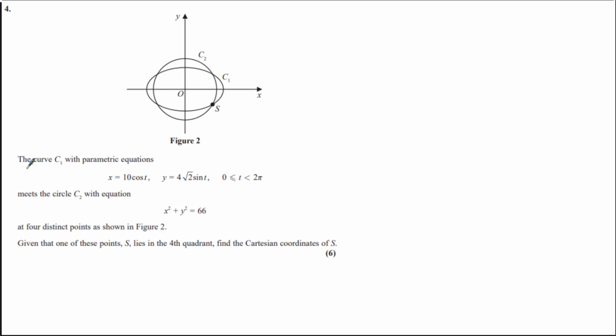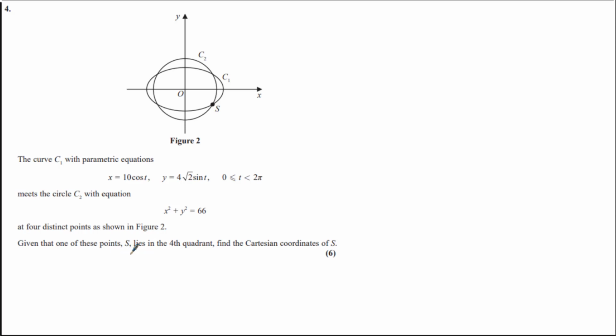Question 4. The curve C1 with parametric equations x is equal to 10 cosine of t and y is equal to 4 root 2 sine of t for values of t between 0 and 2 pi meets the circle C2 with the equation x squared plus y squared is equal to 66 at 4 distinct points as shown in figure 2. Here we can see the 4 distinct points where the curves C1 and C2 meet. Given that one of these points, S, lies in the 4th quadrant, find the Cartesian coordinates of S.